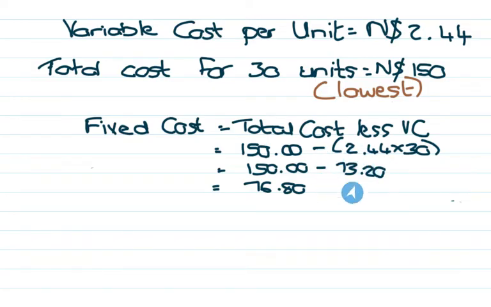And now I deduct the variable cost from the total cost. And my fixed cost, in other words, is then 76.80. Now remember, this method is not the most reliable method, but at least you will have some sort of idea of the fixed cost.